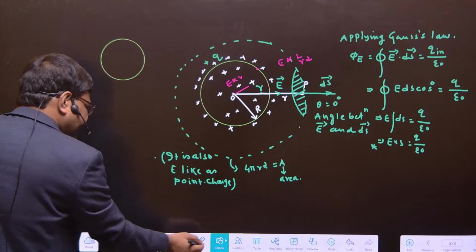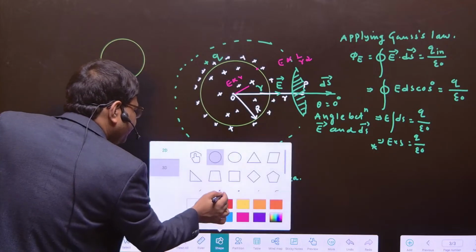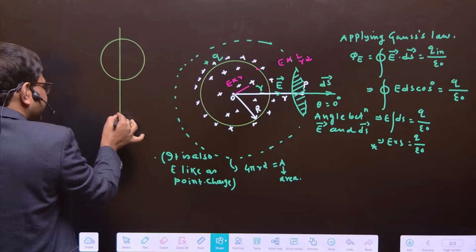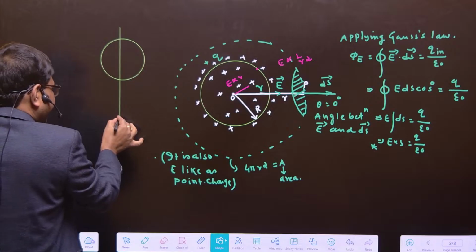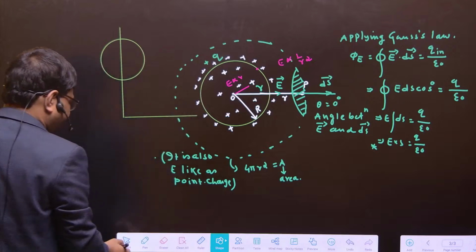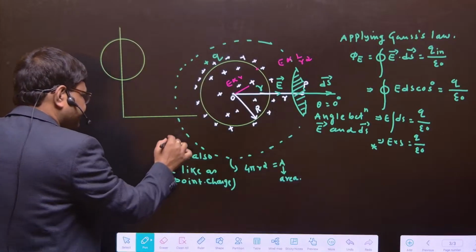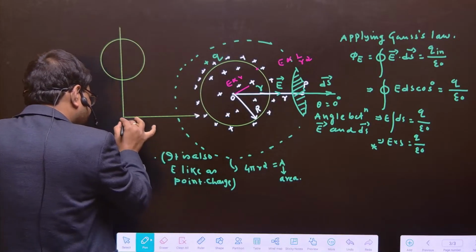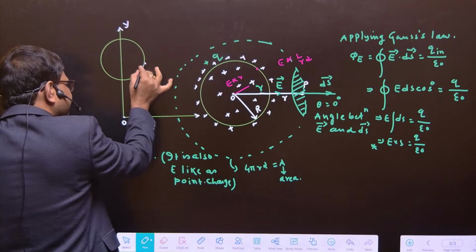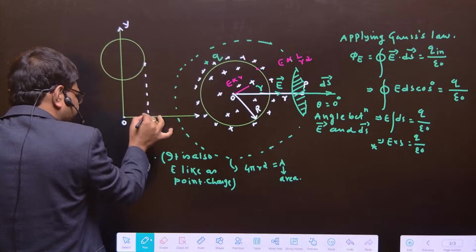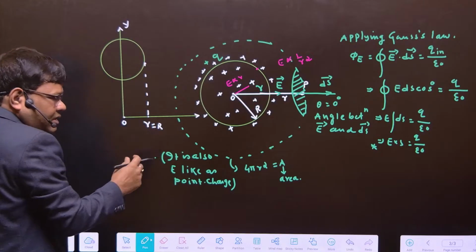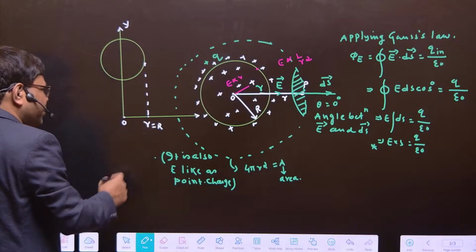Now see, draw one x-axis and y-axis. Assume this is the x-axis, this is the y-axis. Clear? Now see, this is the origin O and this is the y-axis, and this is the radius. Up to this, just draw this line. Here r is equal to R, the distance is equal to the radius.